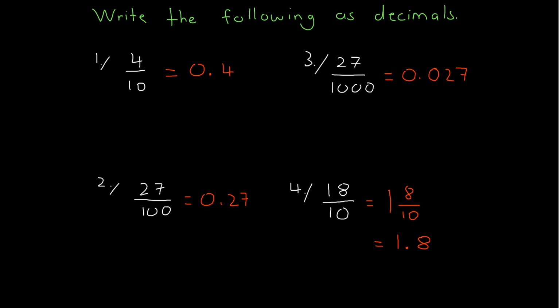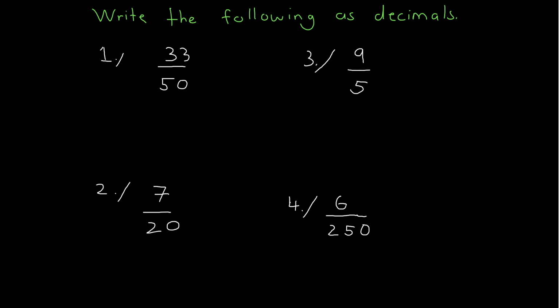So now let's take a look at the fourth one, 18 over 10. Well, first I'm going to make it a mixed numeral, 1 and 8 over 10, and 8 over 10 is just 0.8 because I've got 1 zero on the denominator and 1 digit after the decimal point. Okay guys, so hopefully you're happy with that.